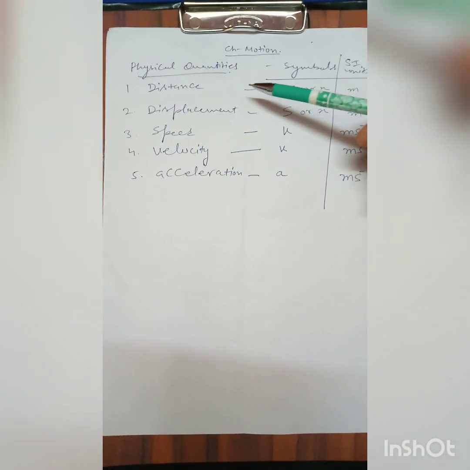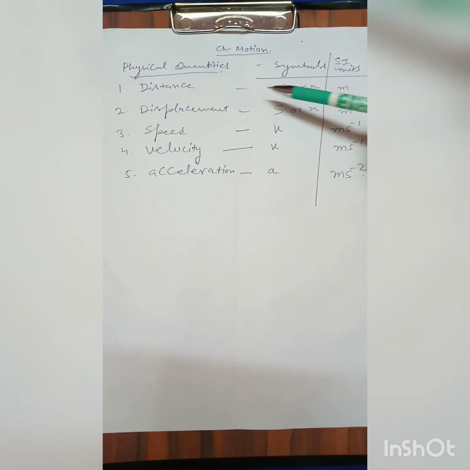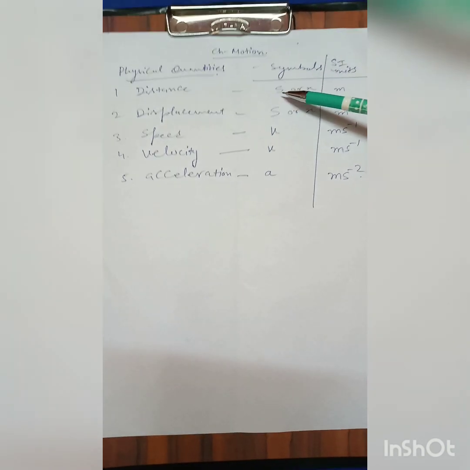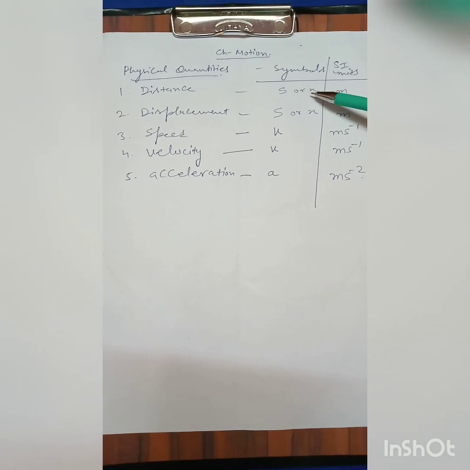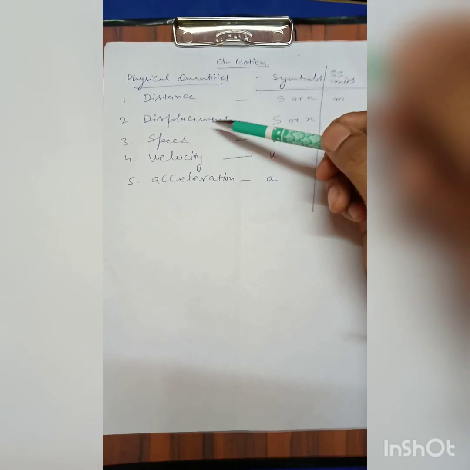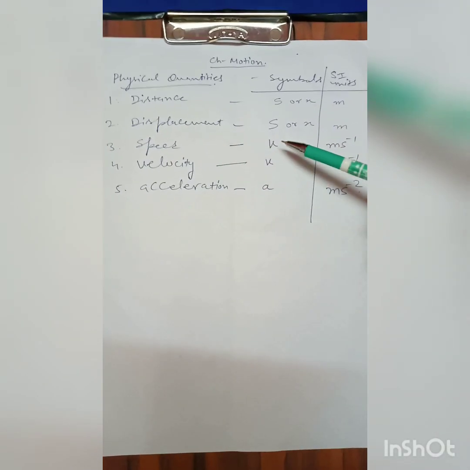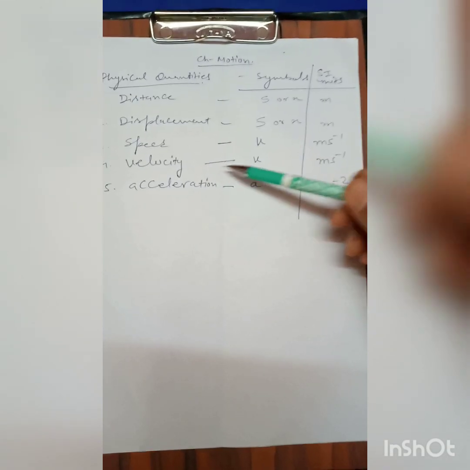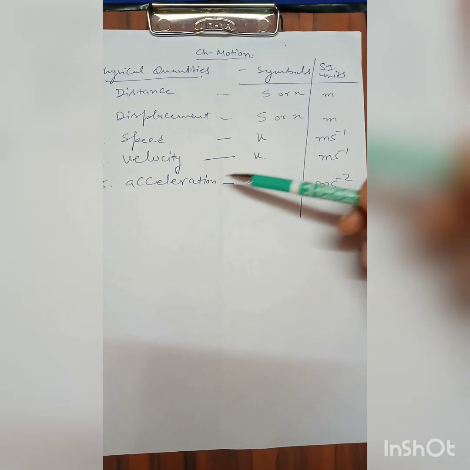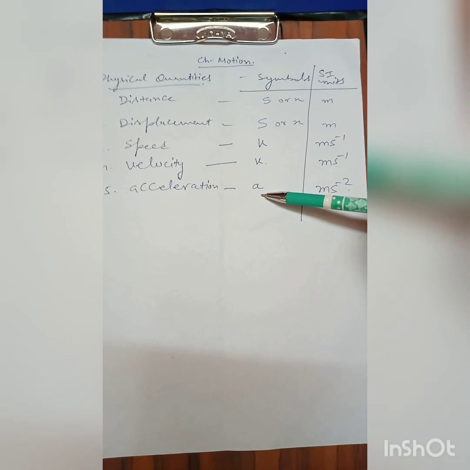First is distance. Distance is represented by S letter or X. Displacement is also represented by S or X. Speed is represented by V. Velocity is also represented by V letter. Acceleration is represented by small a.